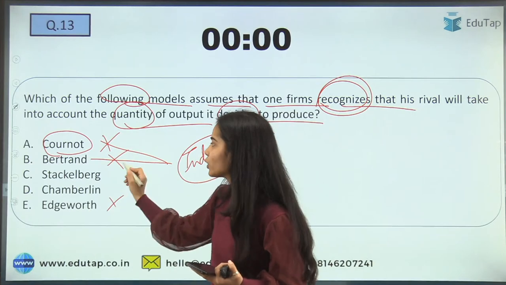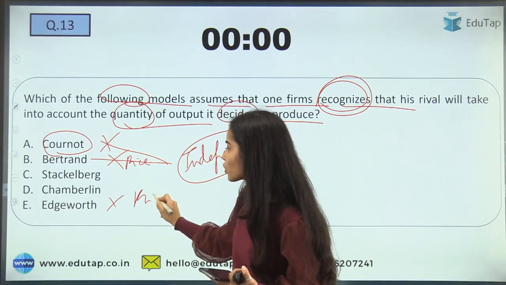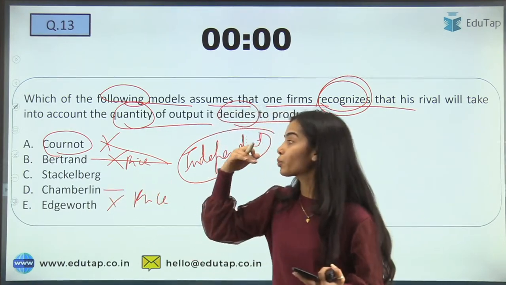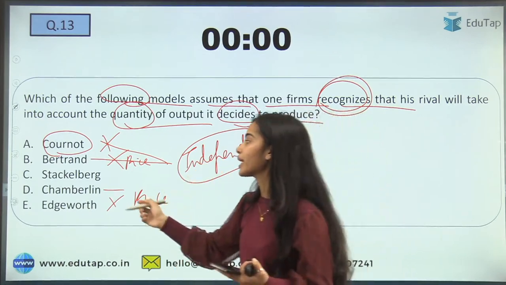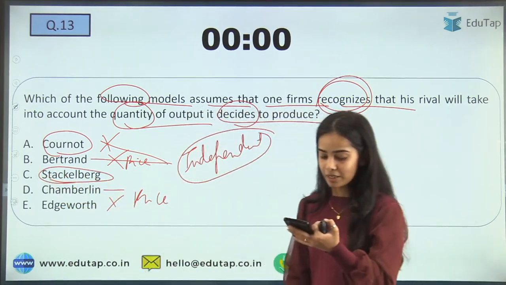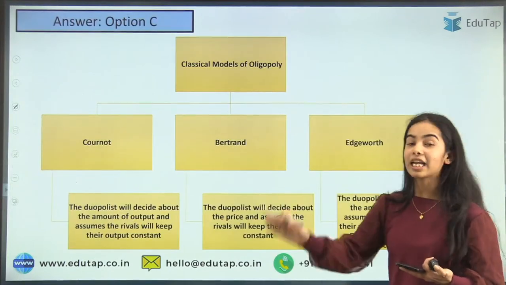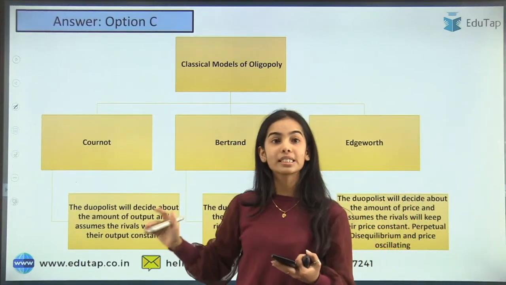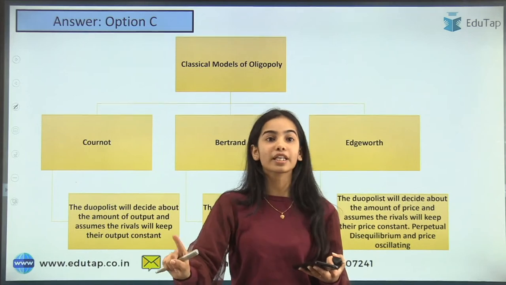Edgeworth also, Bertrand talked about price. Edgeworth also talked about price. Chamberlin talked about both output and price. So it can only be Stackelberg. Okay, so the right answer is Stackelberg, and I will tell you all about the models in one line. In one line, you will understand the whole model.